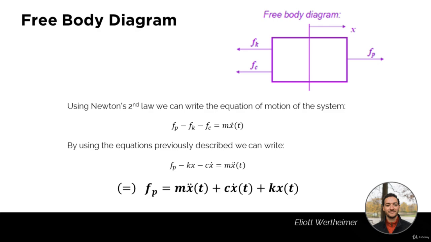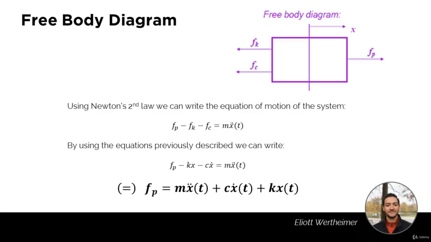Here we have the mass, represented as a big purple square. Acting and pulling on it towards the right, the same direction as x, we have the force, P. Reacting to that force, we have the forces created by the spring, Fk, and the forces created by the damper, Fc. And these are going in the opposite direction as the force Fp.